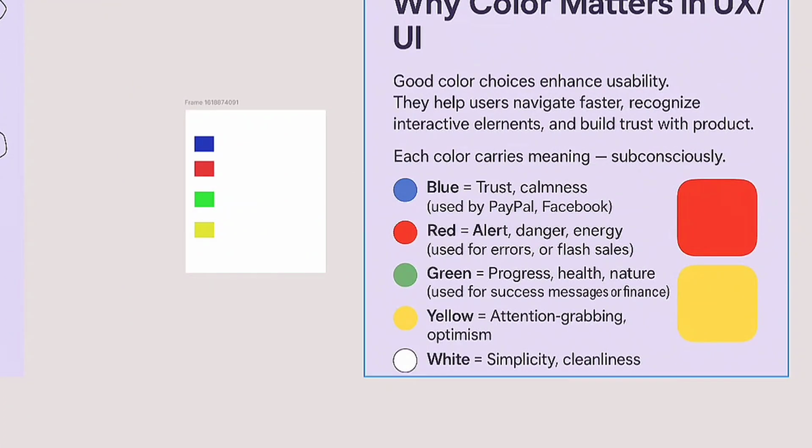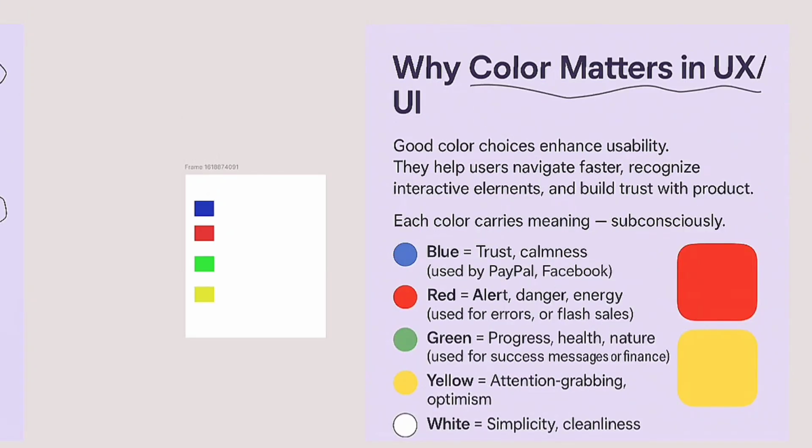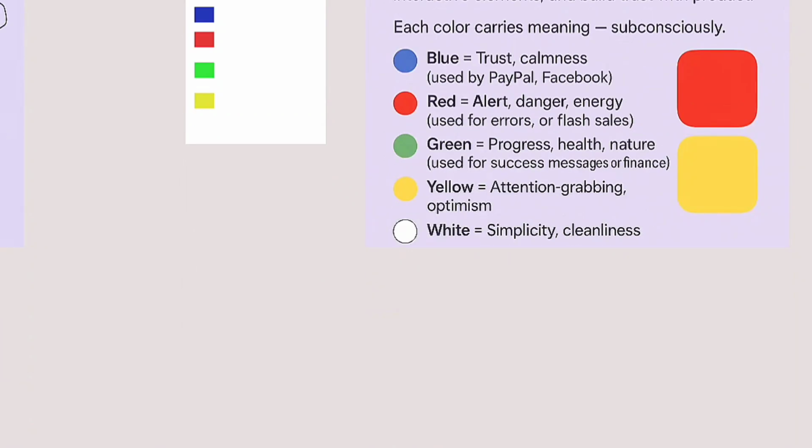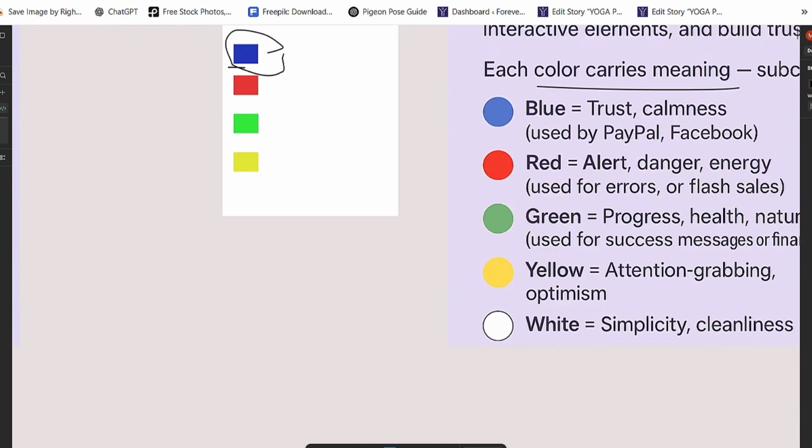Let's move on. Why color matters in UX UI. Good color choices enhance usability, which helps users navigate faster, recognize interactive elements, and build trust with the product. Each color carries a meaning, guys. Blue is for trust and calmness. Red is for alert and danger. Green is for progress and health. You can use it for success messages or payment. Yellow means attention grabbing, and white means simplicity and cleanliness.